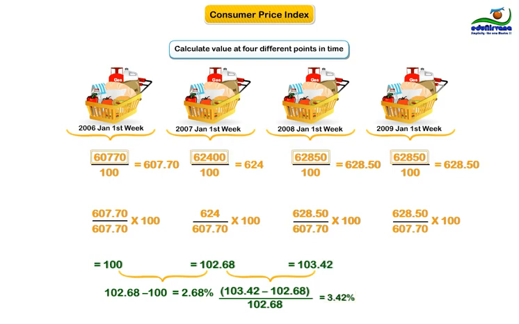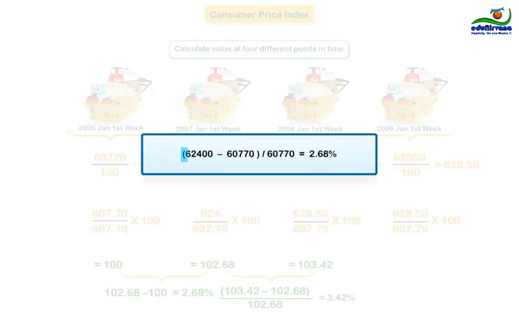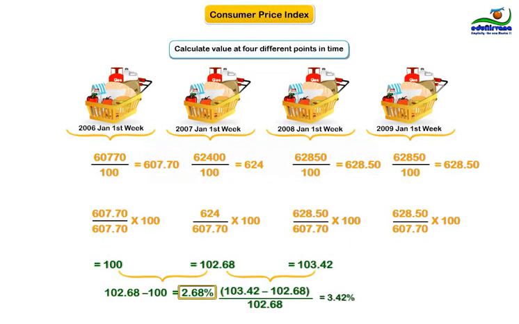Note that the percentage change of the original price level and the percentage change of the price index is the same. Using the price level, the percentage change during January 2007 is 62,400 minus 60,770 divided by 60,770, which is equal to 2.68%, exactly the same as the percentage change of the price index.